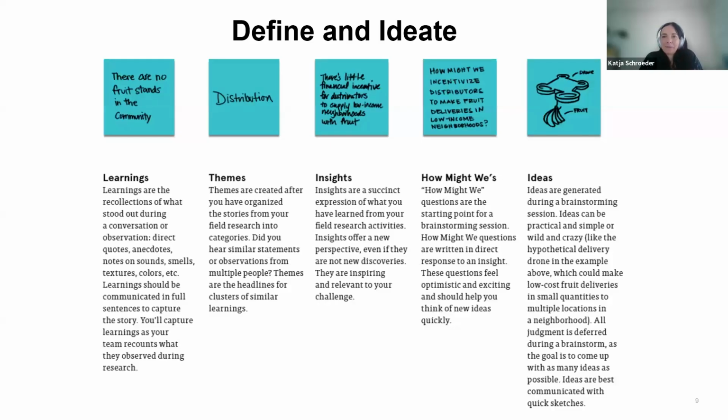Next slide. This is just a basic overview of what the next steps were. We'll go into more detail on each slide, but this is the define and ideate stages. The first one involved downloading their learnings, which was essentially the interview question answers. Then they categorized those learnings into themes, then derived insights from what they had categorized, then developed how-might-we questions to address these problems, and finally an ideation step.